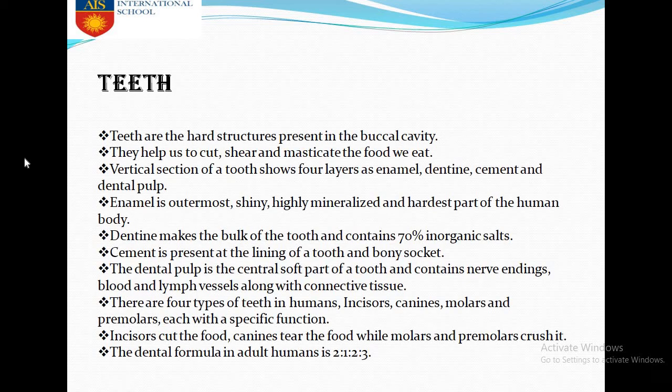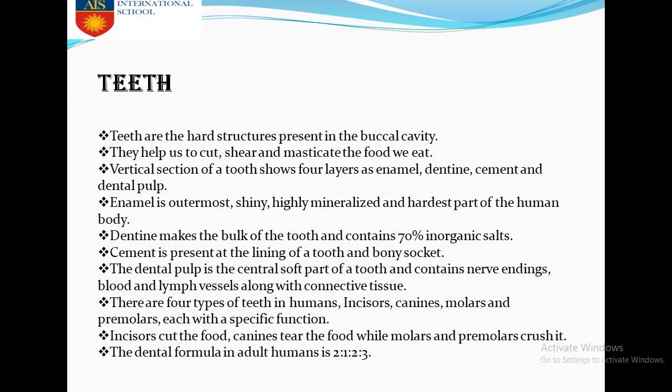Now, we will study about teeth. I told you that the buccal cavity consists of teeth and tongue. Now, we know there are 4 kinds of teeth. What are the 4 kinds of teeth? Incisors, canines, premolars, molars. Okay.